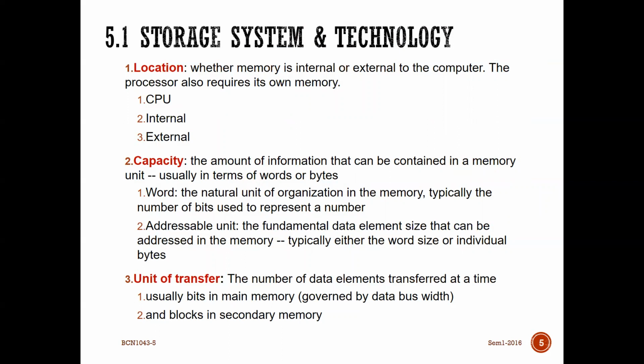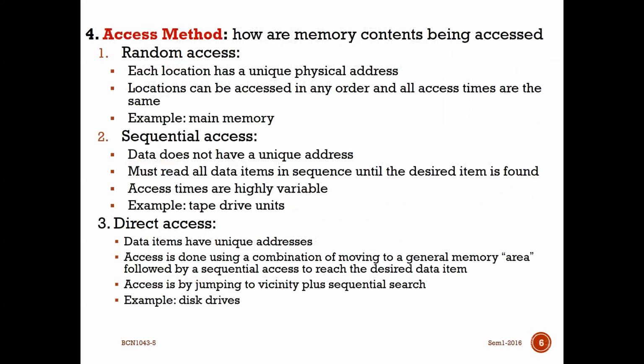Unit transfer: the number of data elements transferred at a time, usually bits in main memory and blocks in secondary memory. Access method: how a memory's contents are accessed. Random access: each location has a unique physical address. A location can be accessed in any order and all access times are the same. Sequential access: data does not have a unique address. You must read all data items in sequence until the desired item is found.